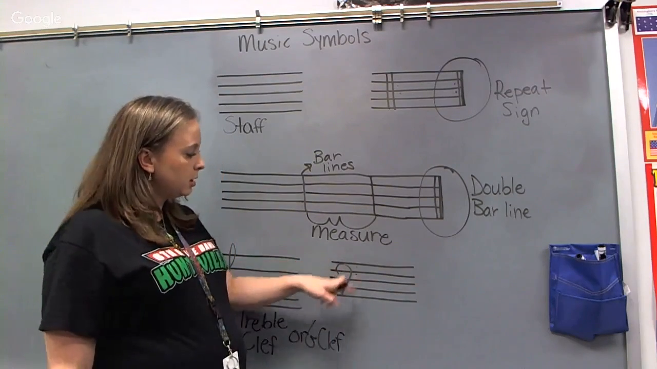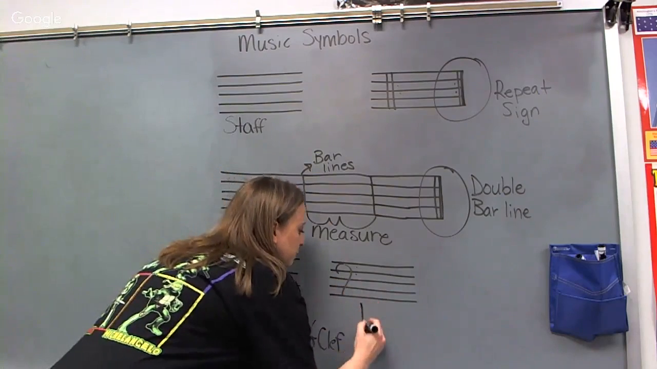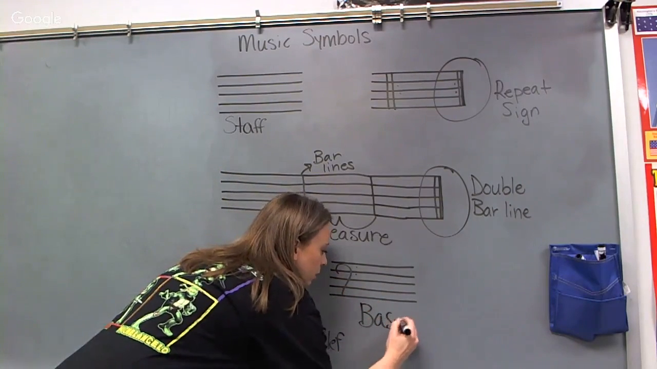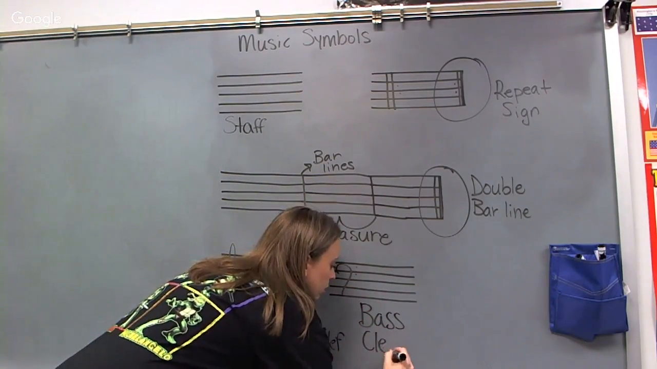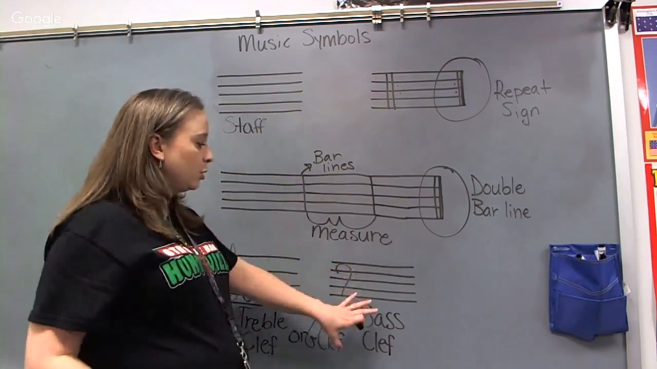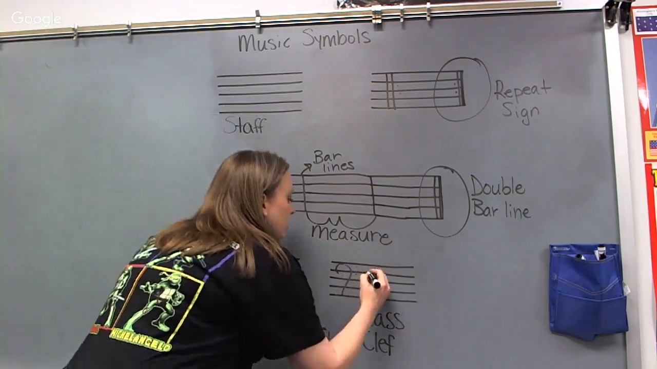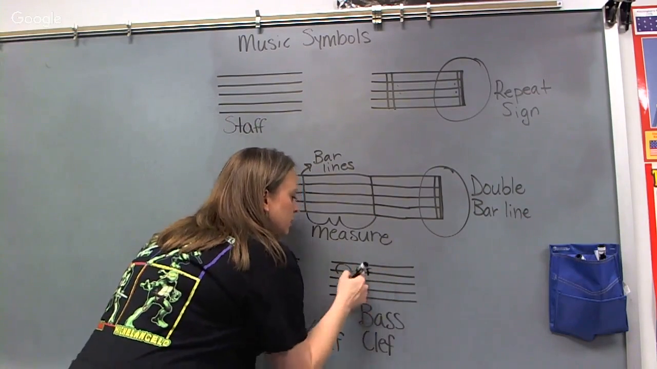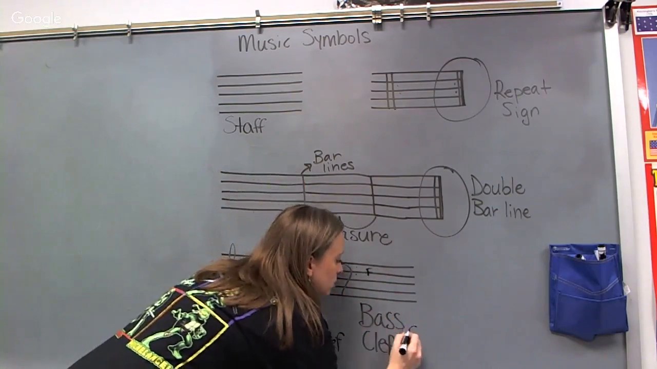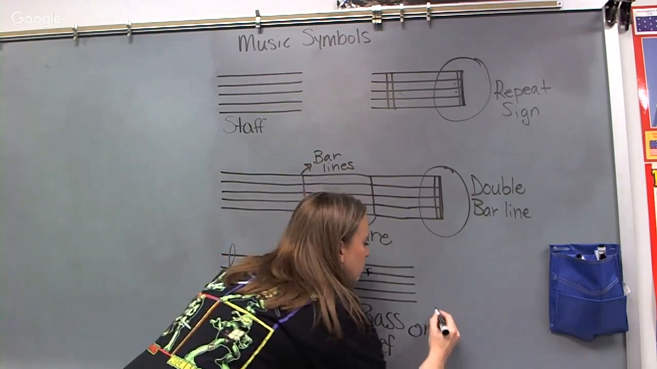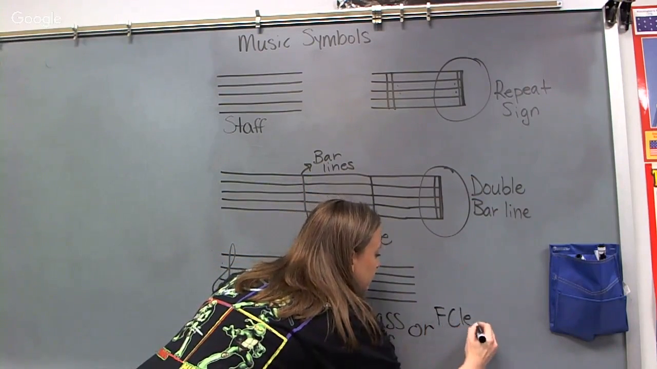This one right here is a bass clef. And a bass clef is where you're going to hear the lower sounds in your music. The bass clef gets this other name because the 2 dots go around the F line. So it's called bass clef or F clef.